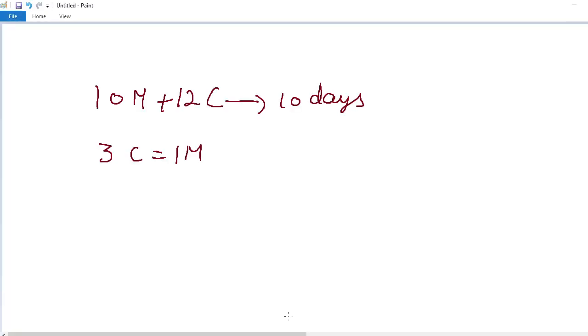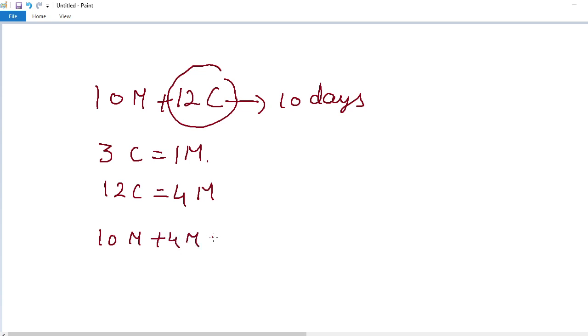So, here 3 children is equal to 1 man. So 12 children is equal to simply 4 men. That means 10 men plus 4 men, that is equal to 14 men, take 10 days to complete the work.